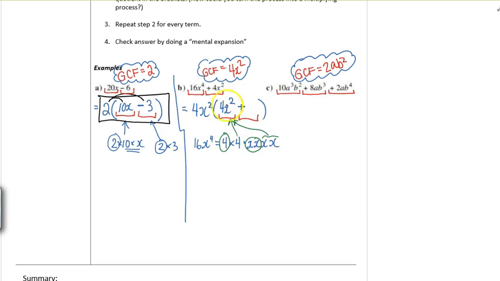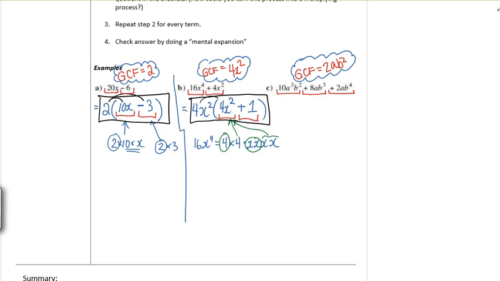Now this is an interesting one. The GCF is the entire term. So we just leave a 1 behind. Let's do a little expansion to check our work. 4 times 4 is 16. x squared times x squared is x^4. 4x squared times 1 is 4x squared. So we are done.